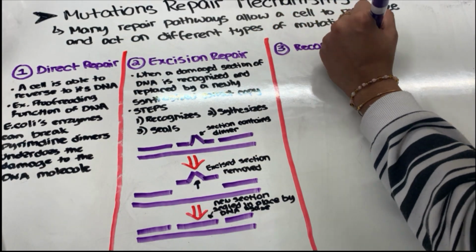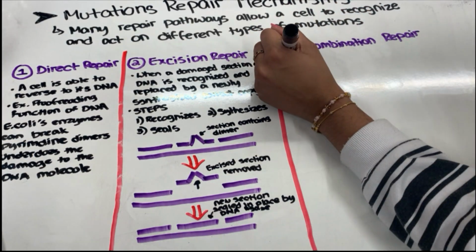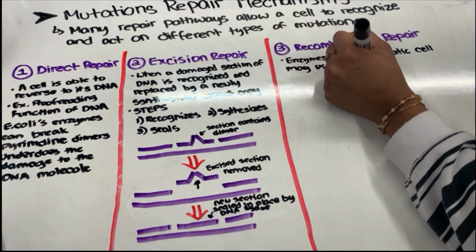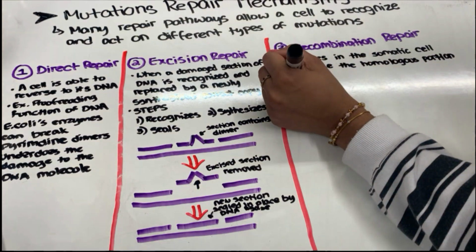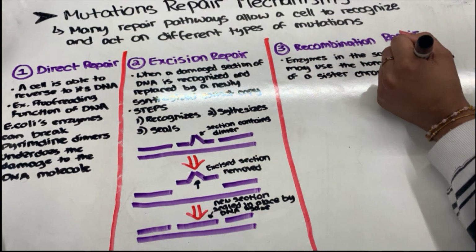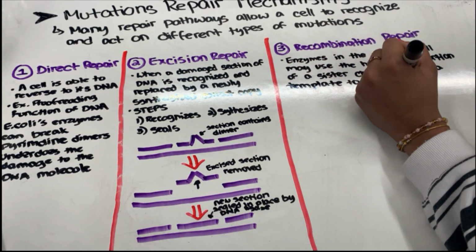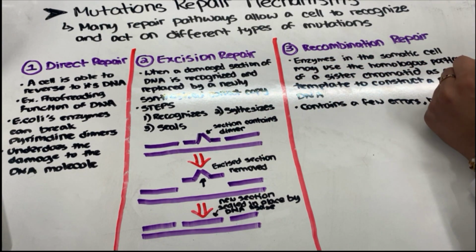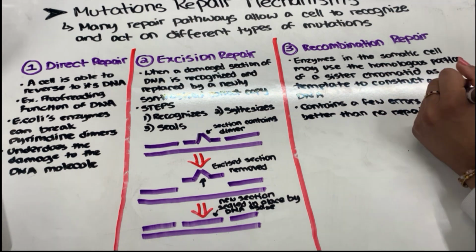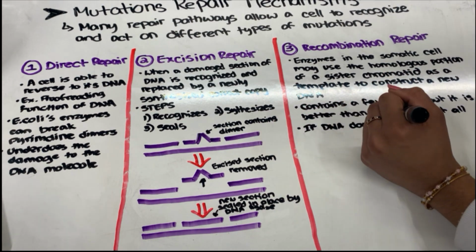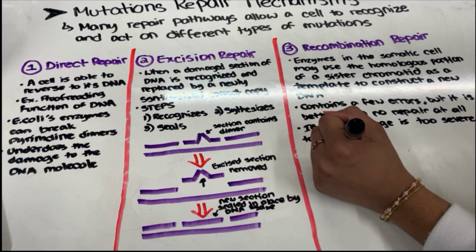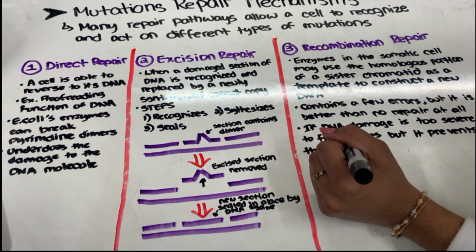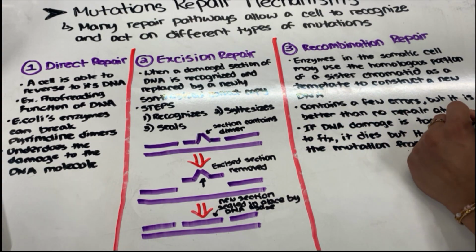Now, what if a mutation causes damage to both strands? There is no template to build a replacement section of DNA in this case. When this occurs in a somatic cell, it undergoes a recombination repair mechanism. Recombination repair is when enzymes in the somatic cell may use a homologous portion of a sister chromatid as the template to construct a new DNA. However, this is most likely to contain a few errors, but it is much less damaging than if there were to be no repair that took place at all. If DNA damage is too severe to fix, the cell may perform triggered suicide rather than repairing itself. Once they die, it prevents the mutation from being passed on to daughter cells.